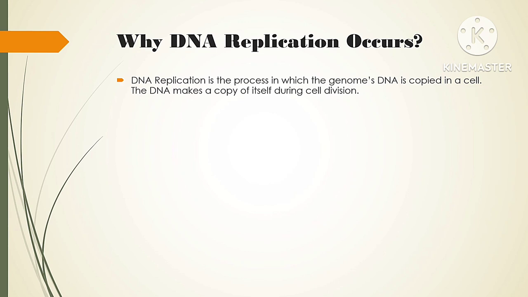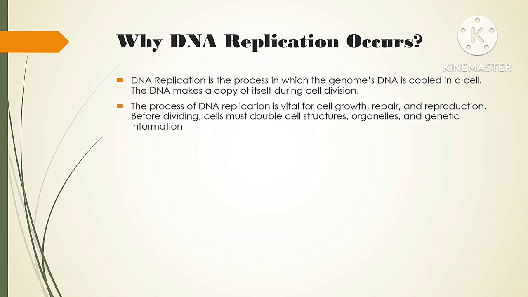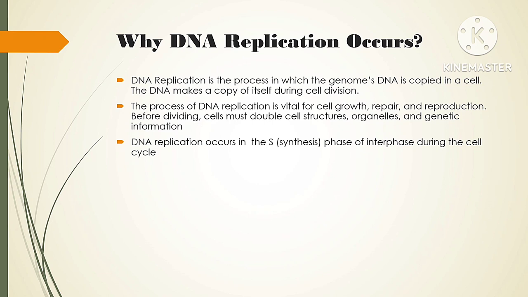The DNA makes a copy of itself during cell division. The process of DNA replication is vital for cell growth, repair, and reproduction. Before dividing, cells must double cell structures, organelles, and genetic information. DNA replication occurs in the S, synthesis, phase of interphase during the cell cycle.